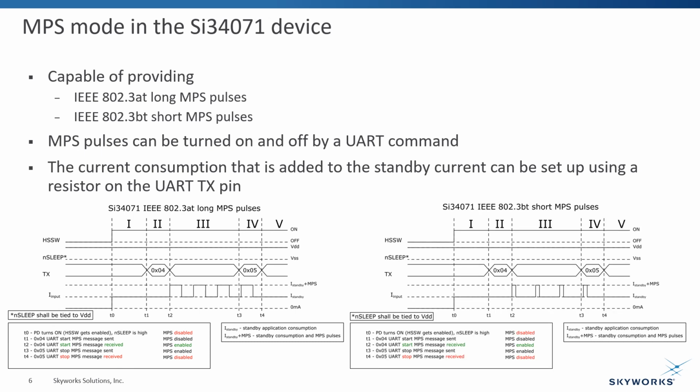The second diagram shows a typical IEEE 802.3bt short MPS turn-on sequence. At T0, when the hot swap switch turns on, the N-sleep pin needs to be pulled to VDD. Short MPS pulse generation starts when the host controller sends the 04 hexadecimal command to the Si34071. Similarly, if the host controller sends the 05 command to the Si34071, the PD will stop MPS pulse generation.